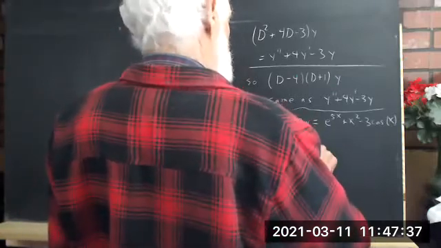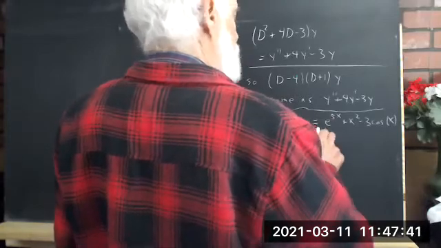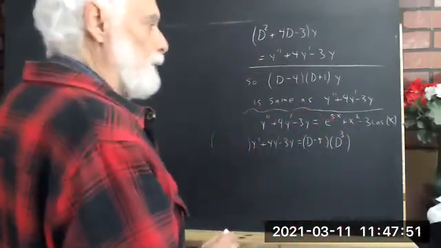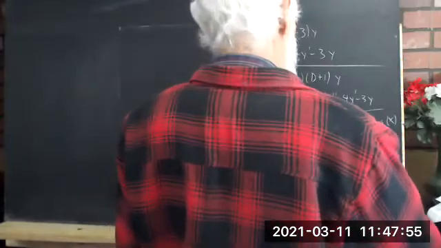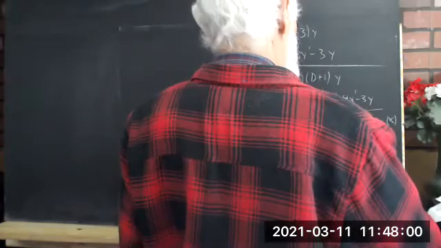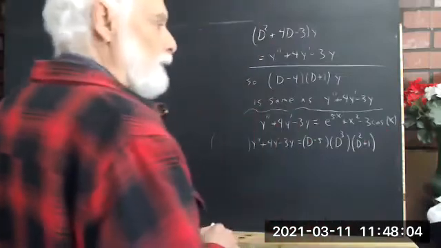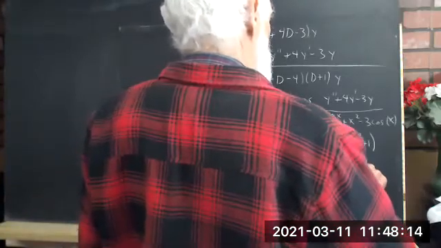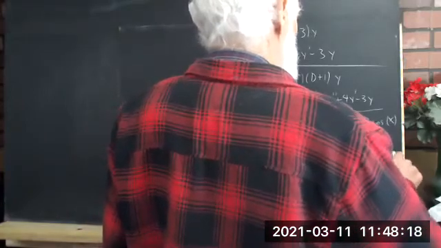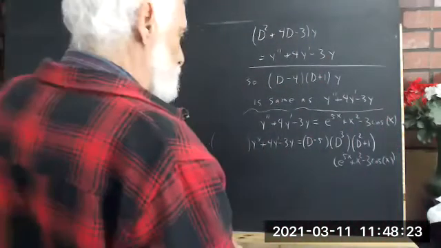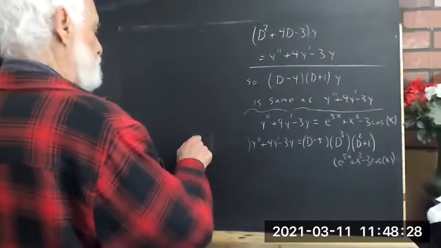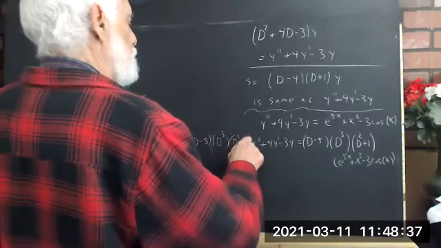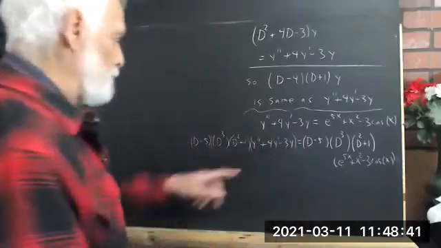The annihilator here is D minus 5 for the e to the 5x, D cubed annihilates the x squared, and D squared plus 1 annihilates the cosine of x. I didn't leave myself room, so I'm going to have to spill over here. Okay, so this all applies to this. Well, that means that D minus 5 times D cubed times D squared plus 1 applied to this side has to annihilate this side.